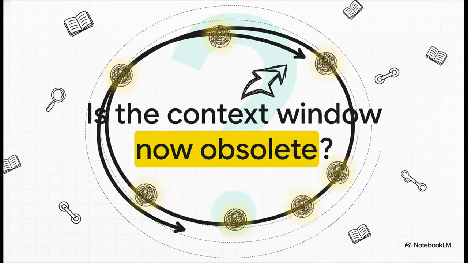Which leaves us with one last big question. If a model's real power doesn't come from what it can hold in its head, but from how well it can explore an external world of information, then is the whole race for a bigger and bigger context window already over?